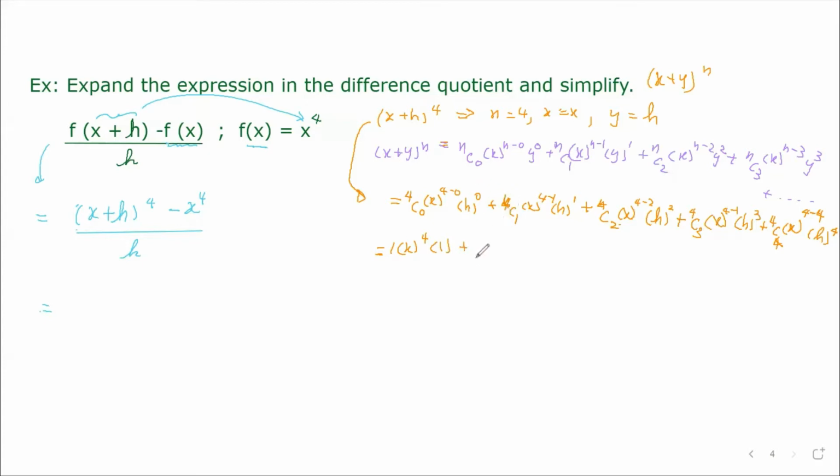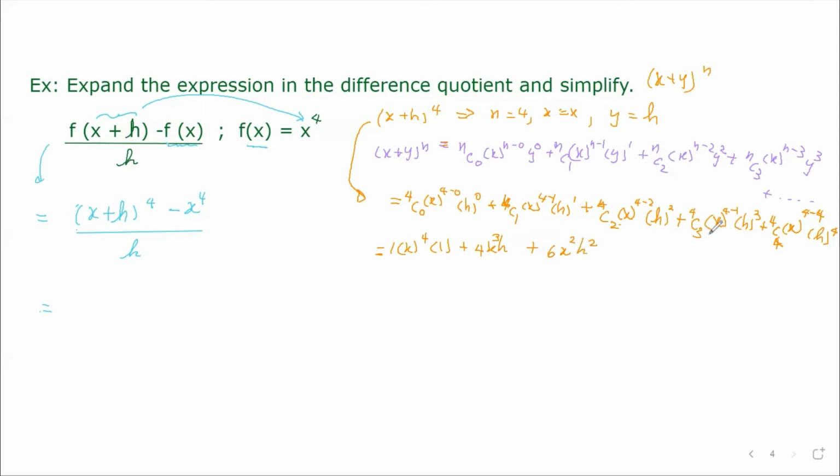4c1 is 4, right? So it becomes 4x power 3, right? Because 4 minus 1, times h. And then plus 4c2, you can use calculator, okay? 4c2 is 6, right? So we have 6, and then x power 2, h power 2.